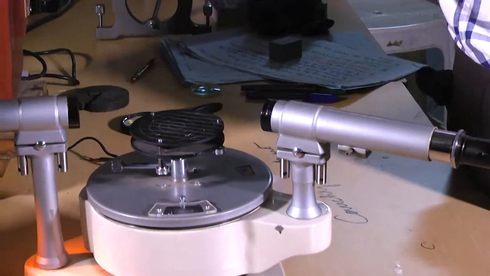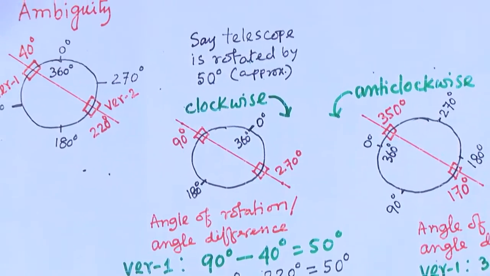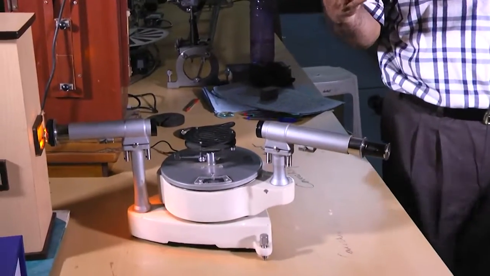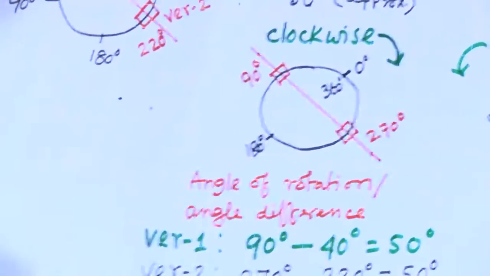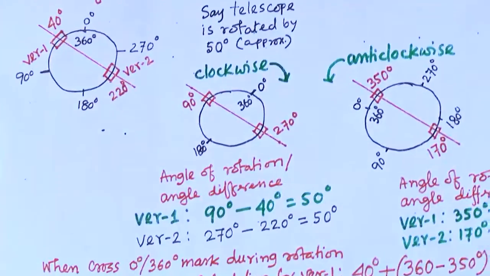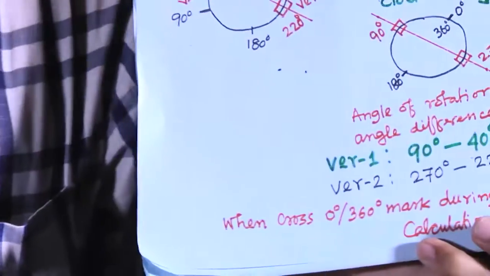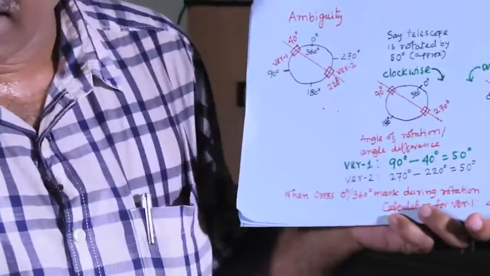I have noted down the reading. I may need to rotate it clockwise or anti-clockwise, depending on my experiment, depending on my demand. So, if I rotate it clockwise by 50°, say the telescope is rotated by approximately 50°, clockwise means this way. If I rotate it by 50°, what will be the reading of the vernier?